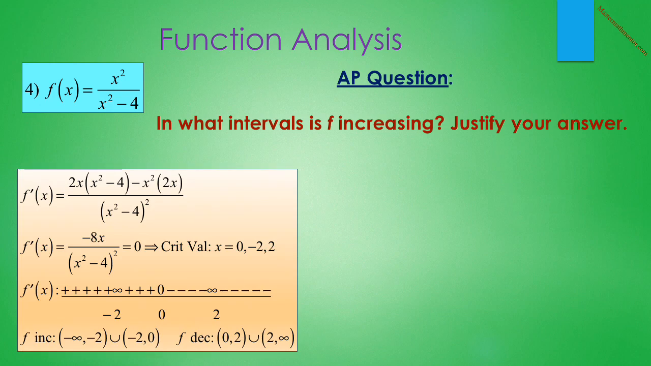So you go through the process we just did, taking the derivative, setting it equal to 0, finding the critical values, making a sign chart, and then coming up with your answer. The AP graders have allocated 3 points for this problem. 1 point for taking the derivative and setting it equal to 0, 1 point for the answer, and 1 point for the justification.